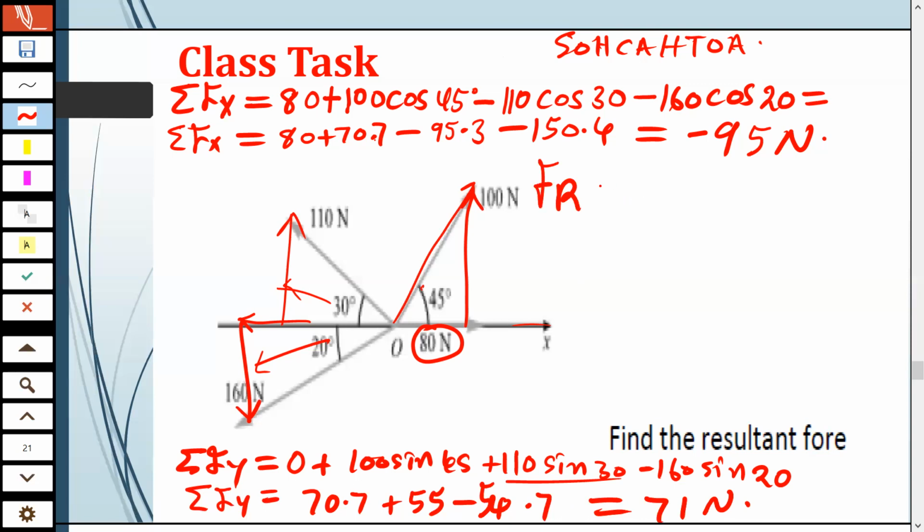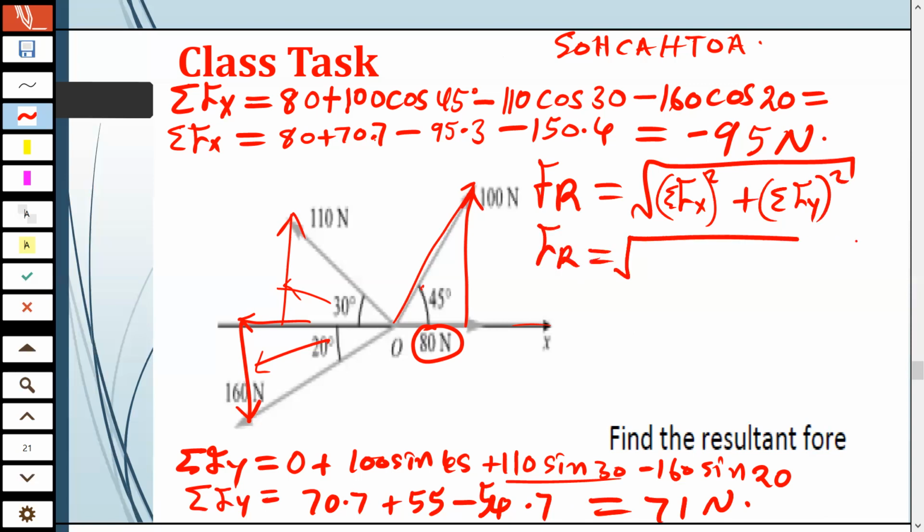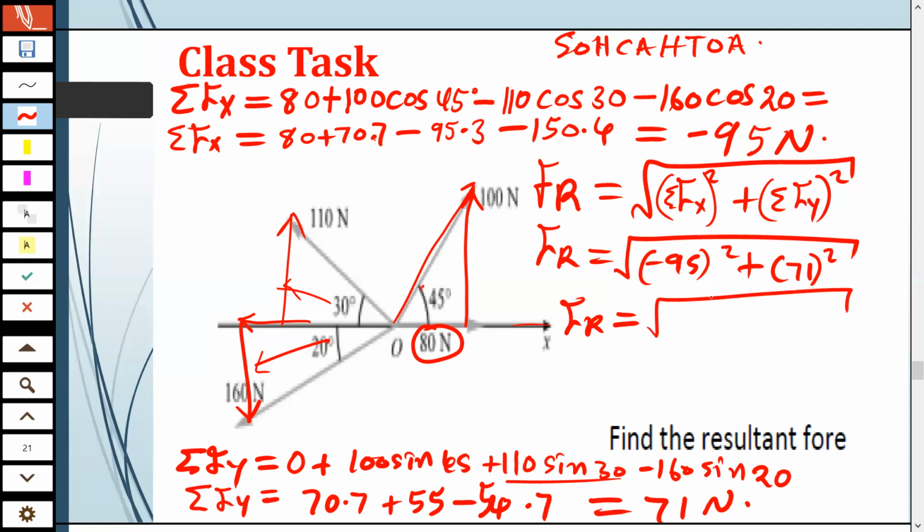the resultant force F is just equal to the square root of the summation of forces in the x squared plus the summation of forces in the y squared. So we're squaring negative 95 and also 71.